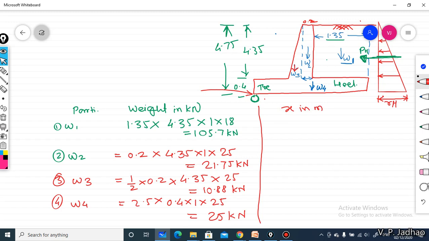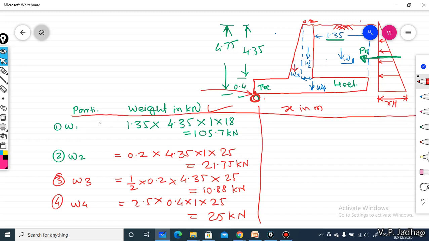So what we have to do is find the moment of all these forces W1, W2, W3 and W4 about this particular point O. For calculating that, we need the weight of these forces and the distance of these forces from point O. So we will calculate the distance of these forces from point O.